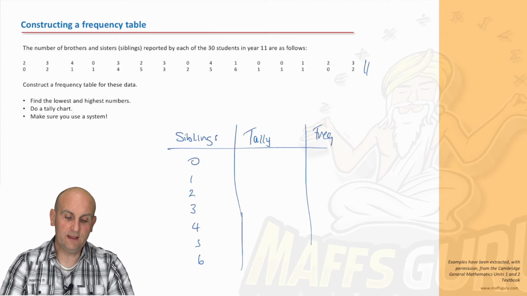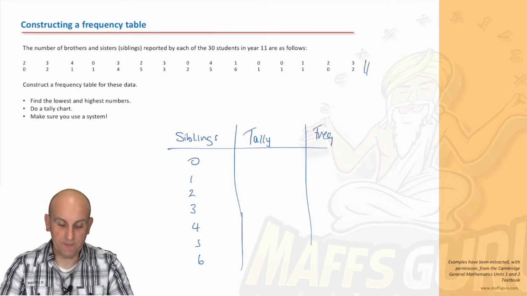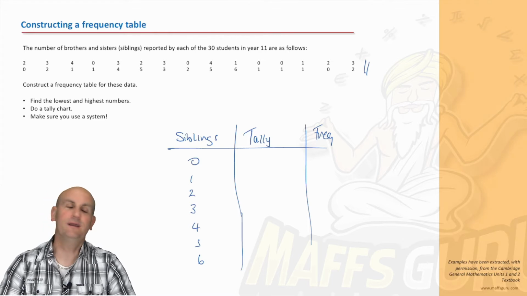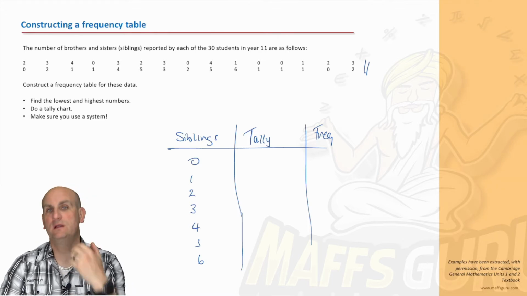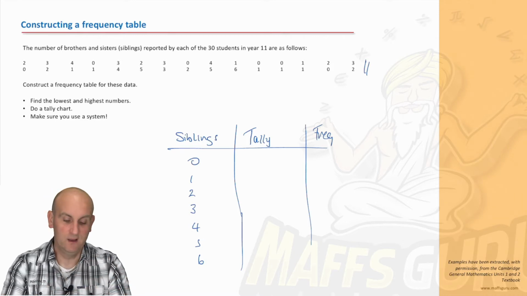So what I'm going to do now is, and there's two ways of doing this. Lots of people will look through and go, I'll look for all the zeros first. Yeah, to be honest with you, you're going to make mistakes, all right? Maybe not so important for a tally chart, but this is what I do.